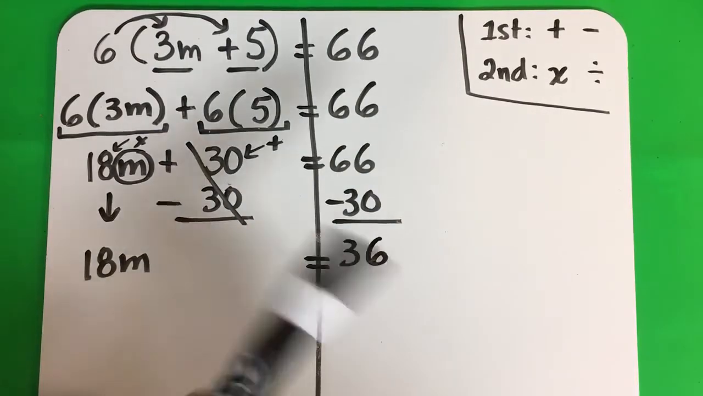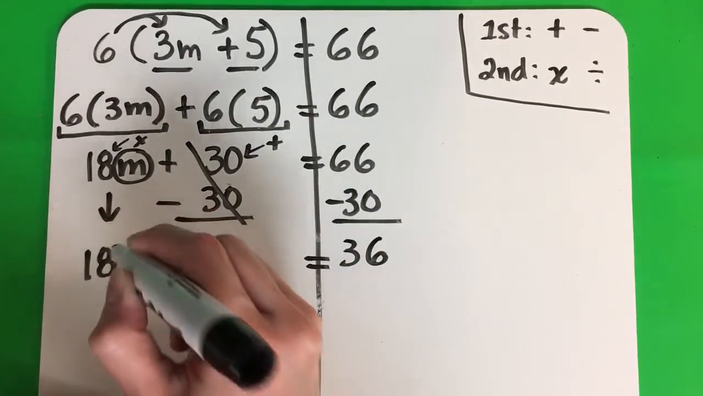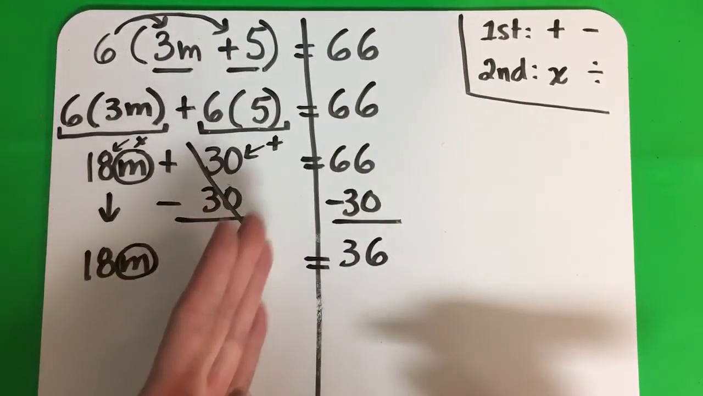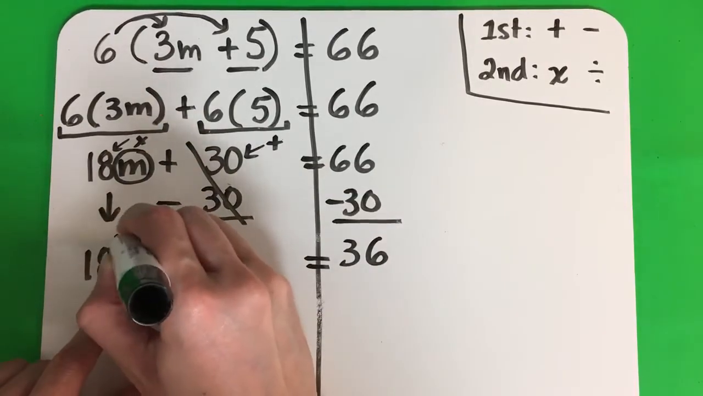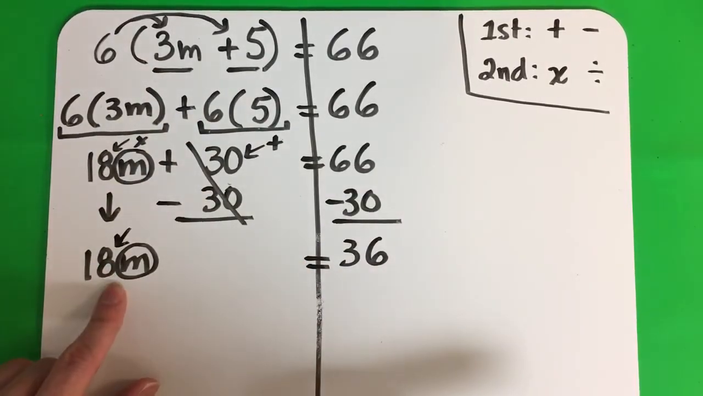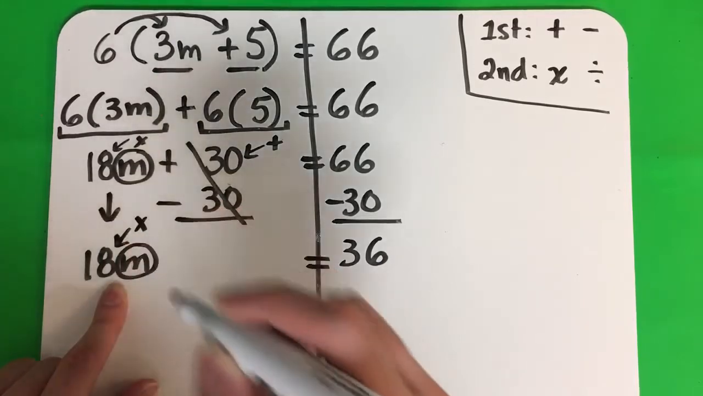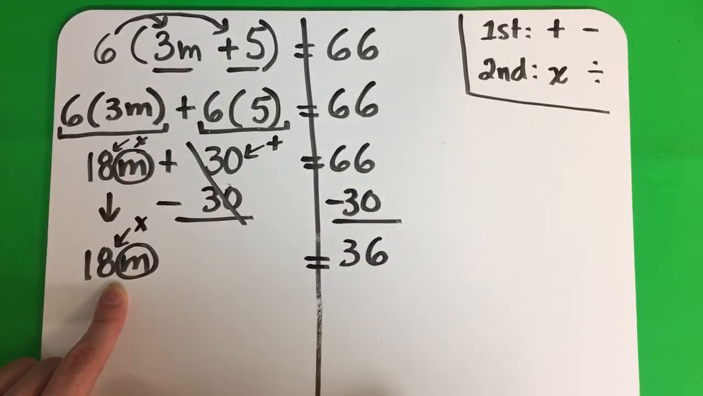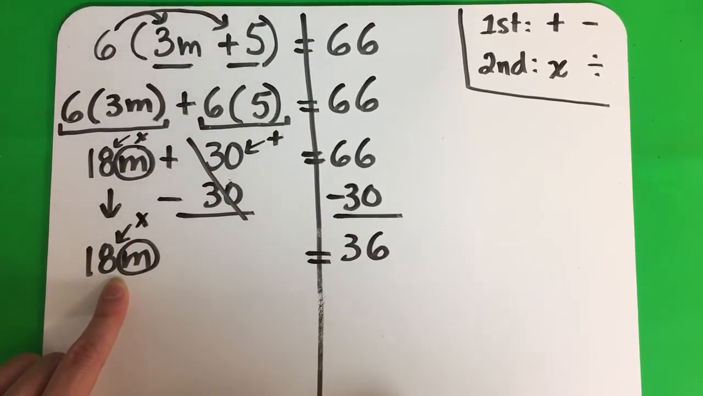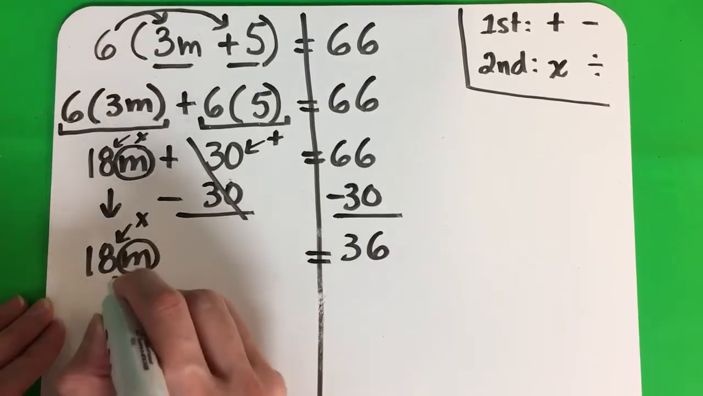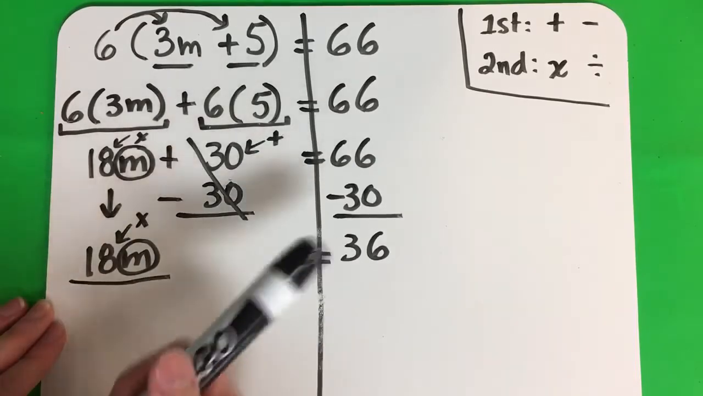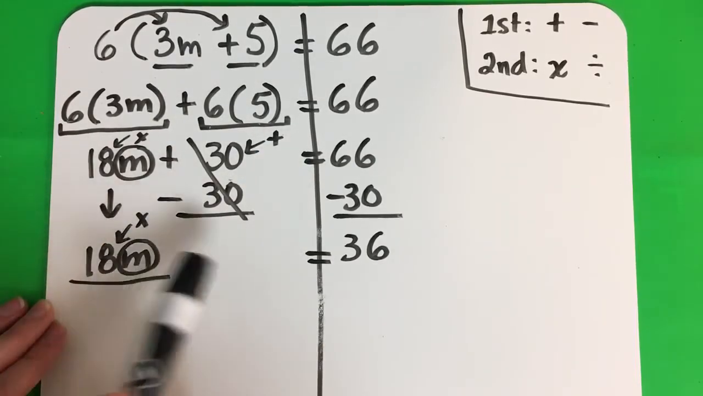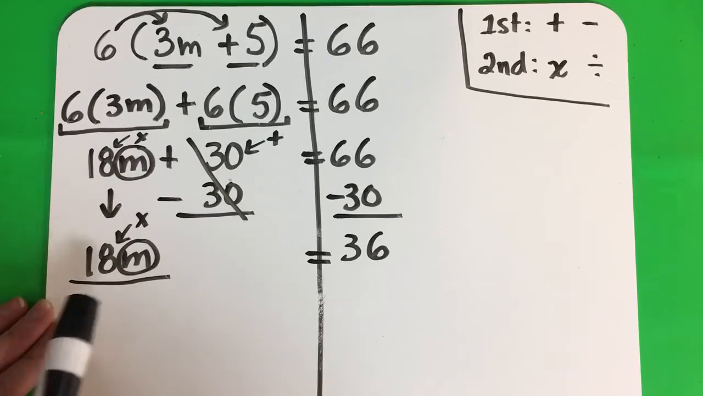My goal is m alone. Mi meta es para tener el m solo. M is on the left. M está en la izquierda. 18 is on the left. 18 está en la izquierda. What's in the middle? Multiply. ¿Qué es en el medio? Es multiplicación. The opposite of multiplication is divide. El contrario de multiplicación es división. Divide. The number on the left is 18. El número que está en la izquierda con M es 18.